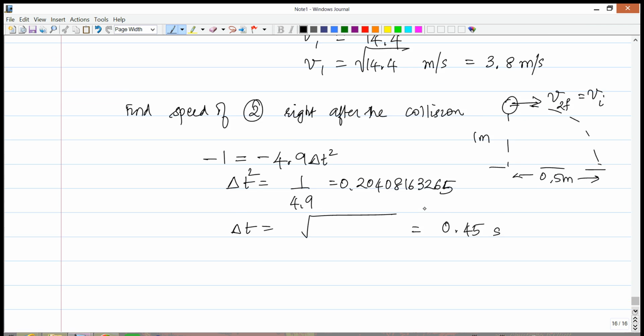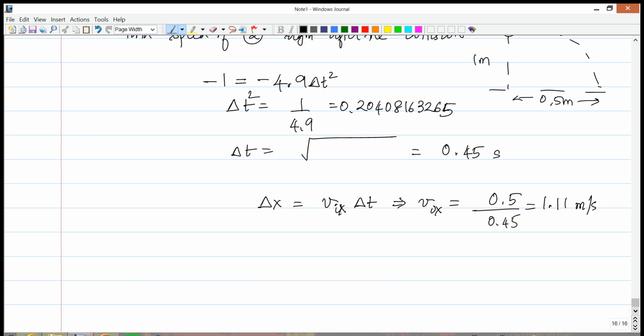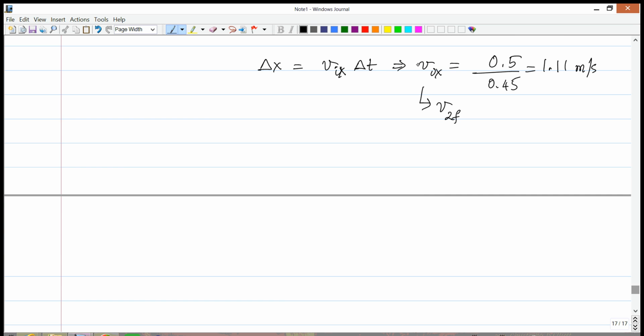Alright, now that we know the time, we can use this equation, delta x equals vix delta t, to figure out vix. So vix is equal to delta x, which happens to be 0.5, divided by 0.45, and that gives us 1.11 meters per second. Great. So we have the speed. So this now happens to be nothing but v2f, because this is the velocity of block 2 right after the collision. Alright, great. Now we have all the parts for the collision itself.